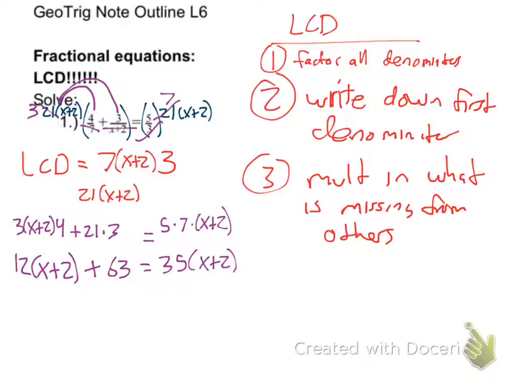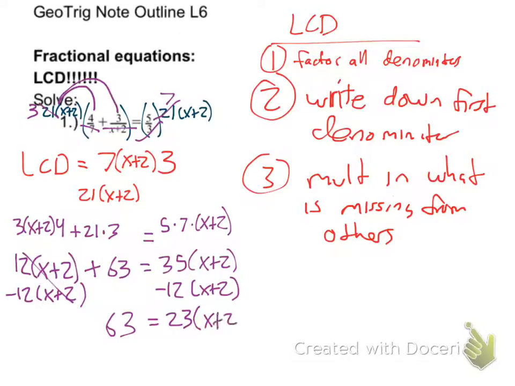As in, could I actually subtract 12 times x plus 2 from both sides? Is that a legal move? If I have 35 of them and I subtract 12 of them, how many do I have? 23. 23 of what? X plus 2. X plus 2's.